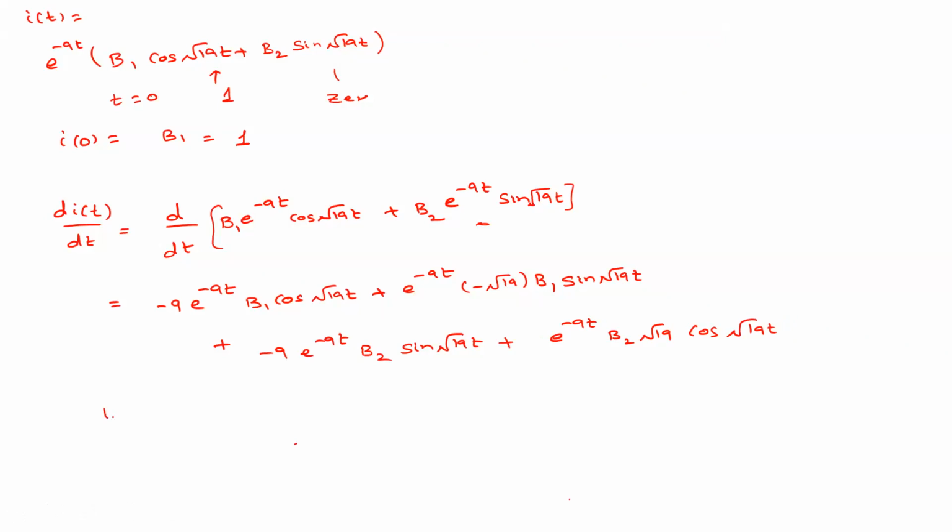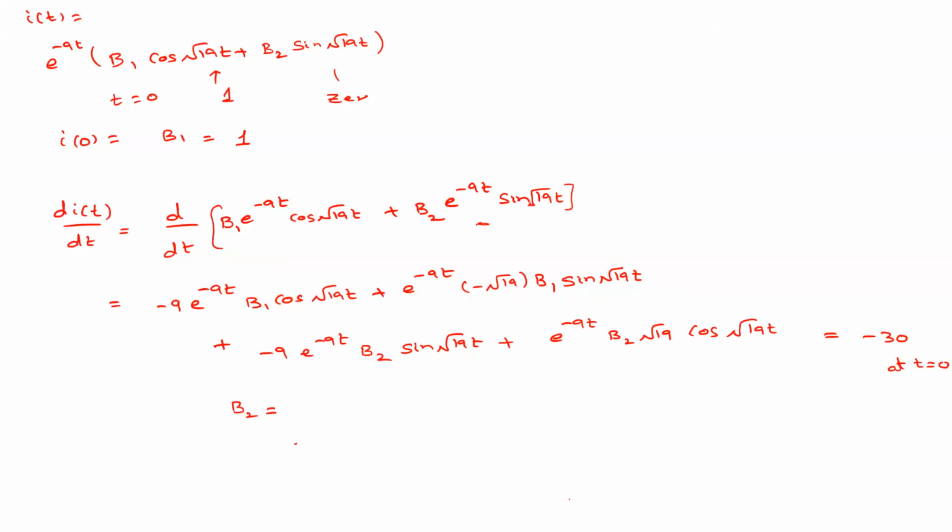Just substitute t equal to 0 everywhere. So what you will get? Substitute t equal to 0 and equate this to minus 30. This is at t equal to 0. So from that you already know the value b1, and from that you calculate the b2 value.